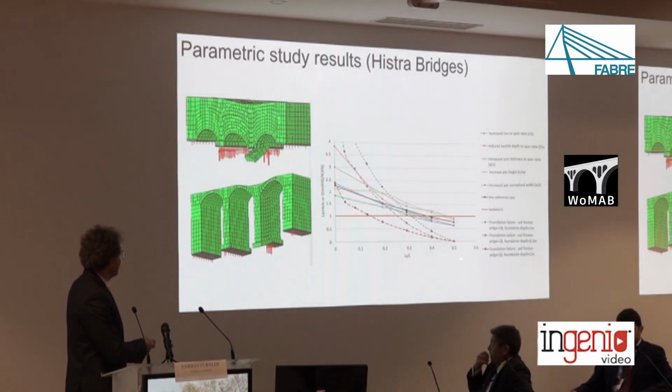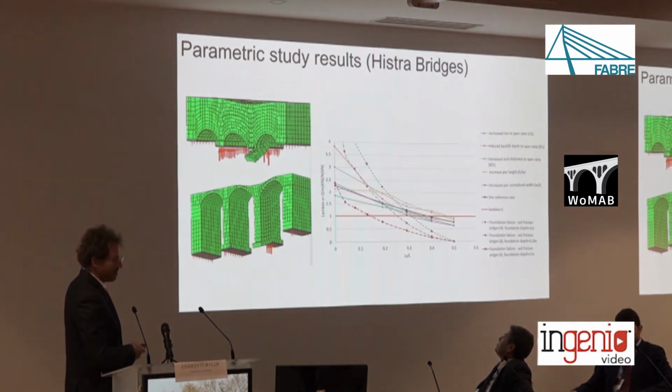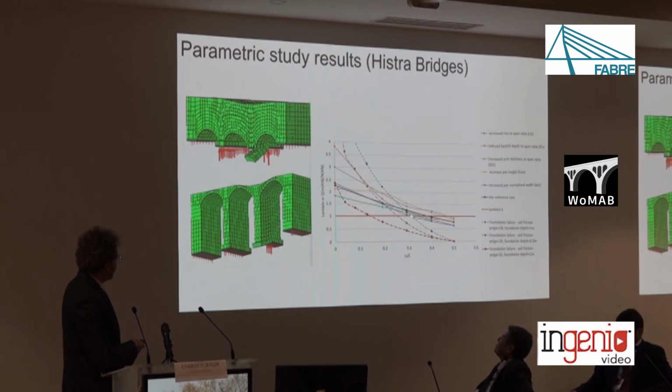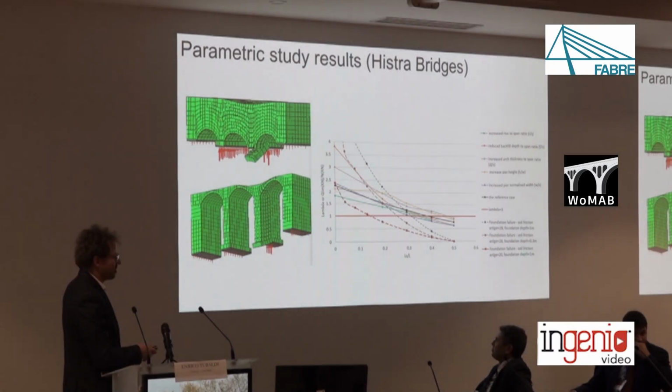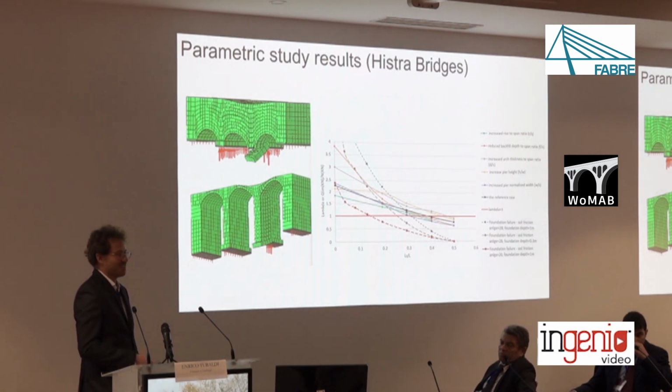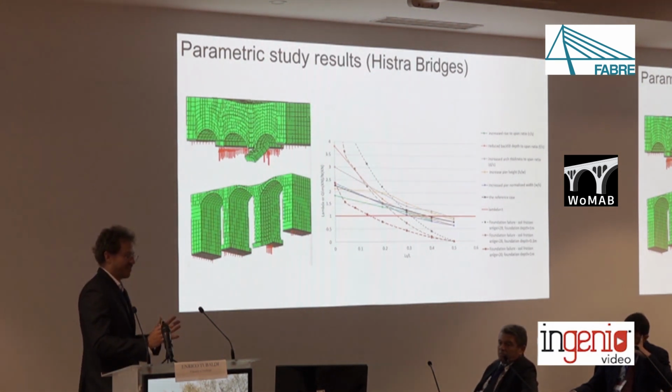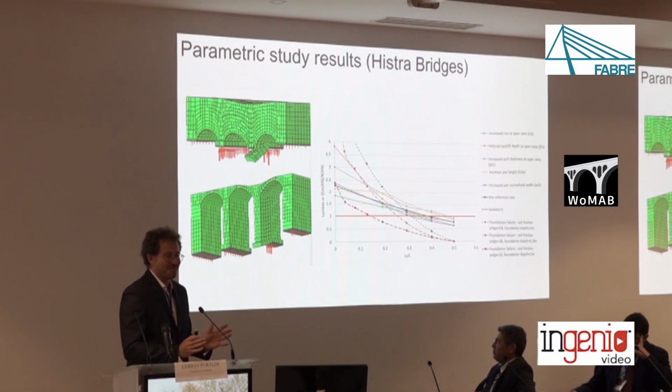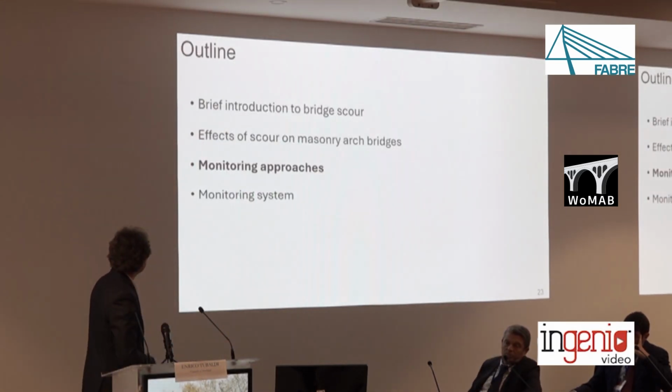And again, you see this drop in capacity, and you notice that failure occurs, depending on the geometry of the bridge, for portions of the foundation that are scoured by about 1/3 to half of it. Obviously, half the foundation depth is a limit from a geotechnical point of view if you want to satisfy equilibrium.